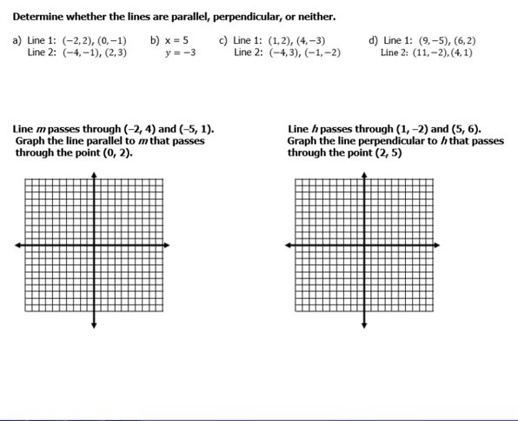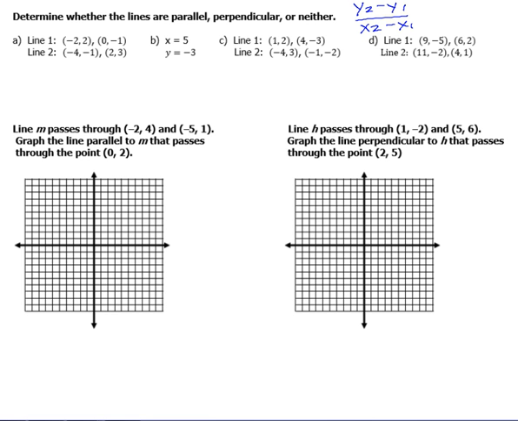Okay, on the back we have some examples here determining if the lines are parallel, perpendicular, or neither. So remember, parallel means they would be the same, perpendicular means they would be opposite reciprocal, and neither would be if none of those scenarios come out. So just as a friendly reminder, we're really just finding the slope.